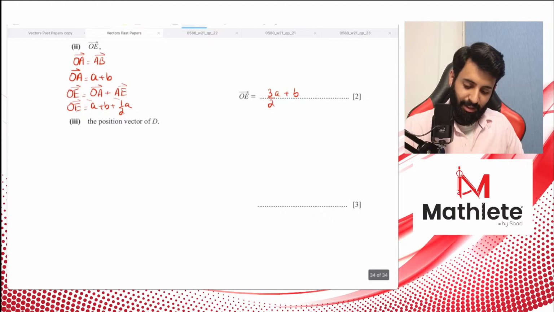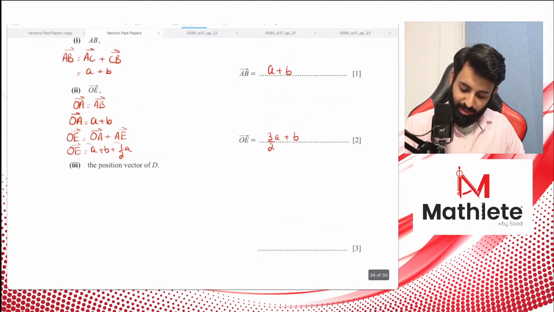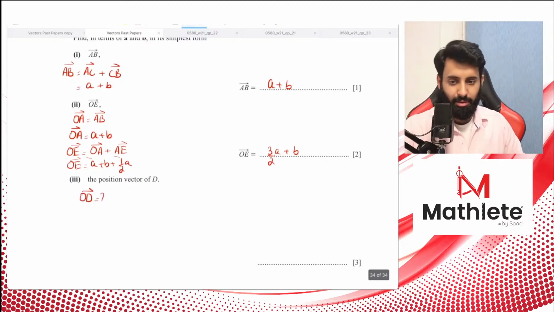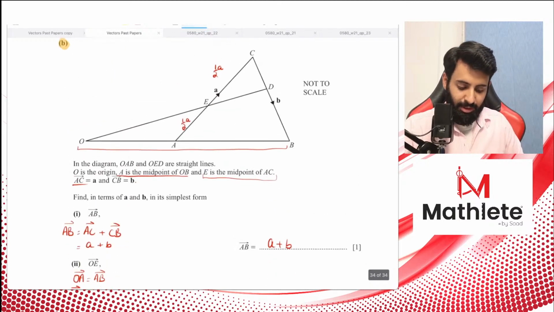Okay, here comes part 3, which says find the position vector of D. Finding the position vector of D basically means OD. That's what you're looking for. First thing we need to do is decide what is going to take us from O to D.